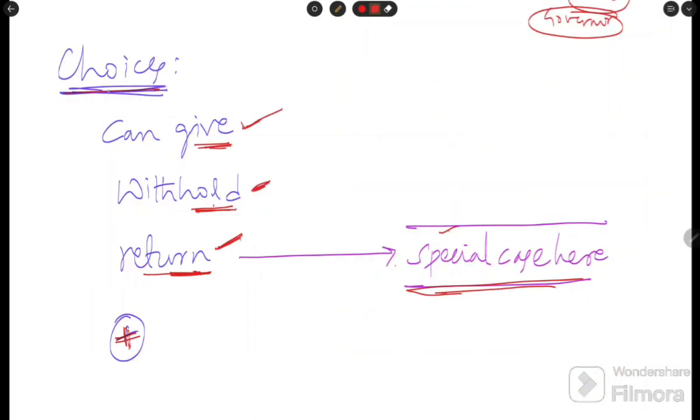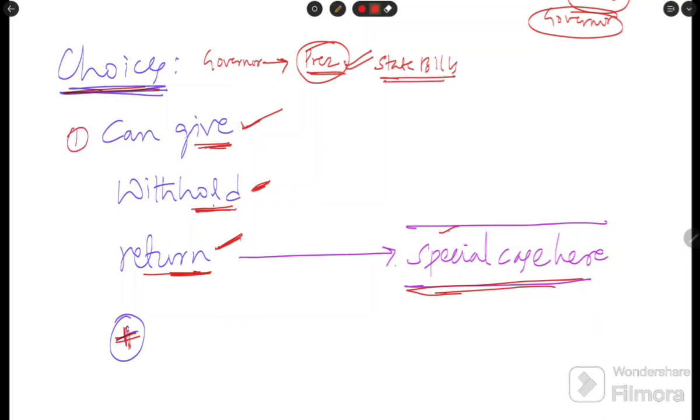Now consider the governor has reserved the bill. To whom does the bill come? To the president. The president now has the state bills. So the constitution again gives choices to the president over the state bills. What are those choices? We need to see now.